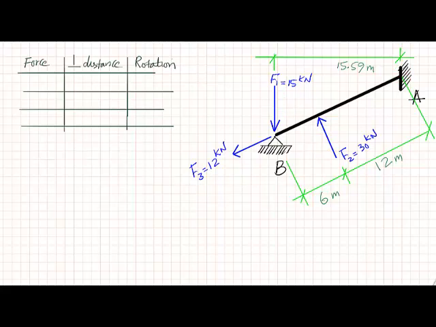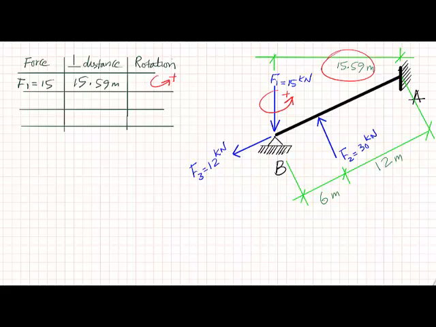For the first force, F1, F1 is equal to 15 kilonewton, and the perpendicular distance for F1 is 15.59 meters. And what is the type of rotation? It is rotating counterclockwise, so it is positive.